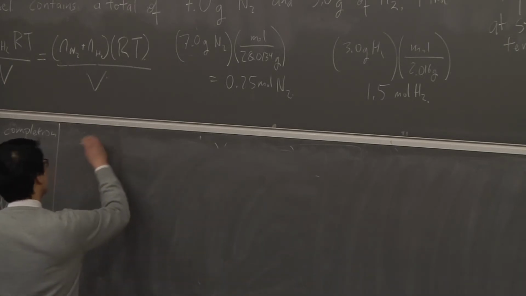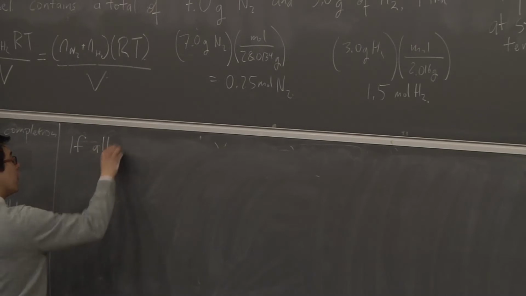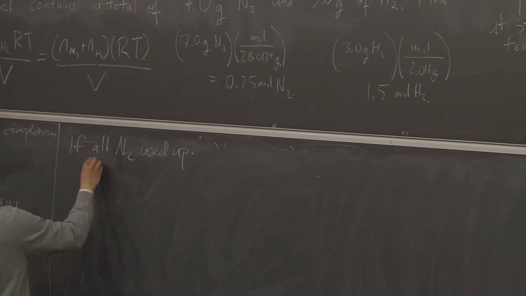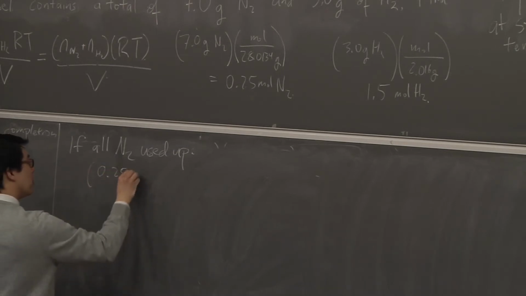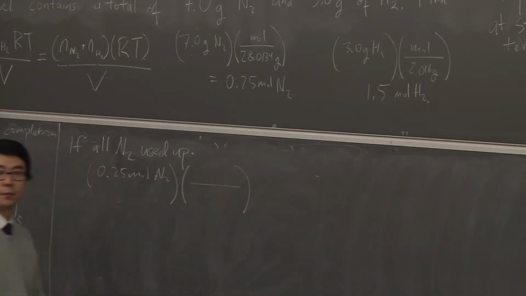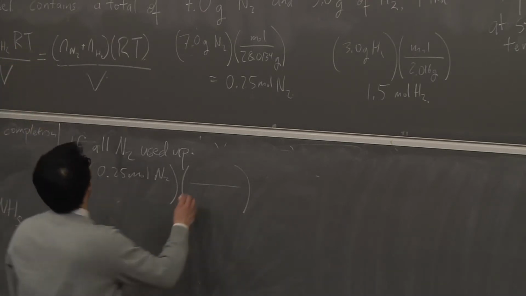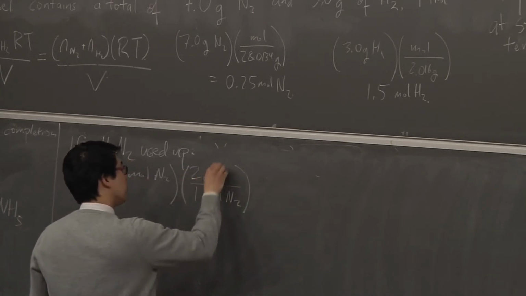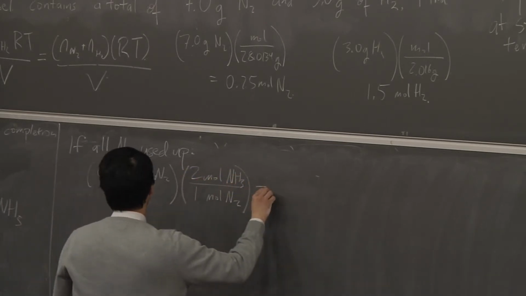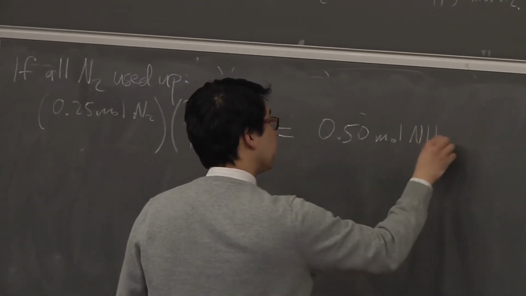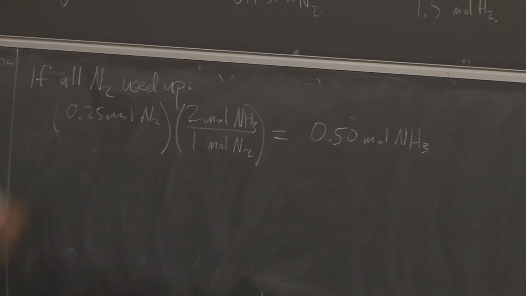If all the N2 is used up, we're going to have 0.25 moles of N2. What am I going to do now? Coefficients. 1 mole of N2 produces 2 moles of NH3. And so that's going to give me 0.50 moles of NH3 that could be produced if all the N2 is used up.